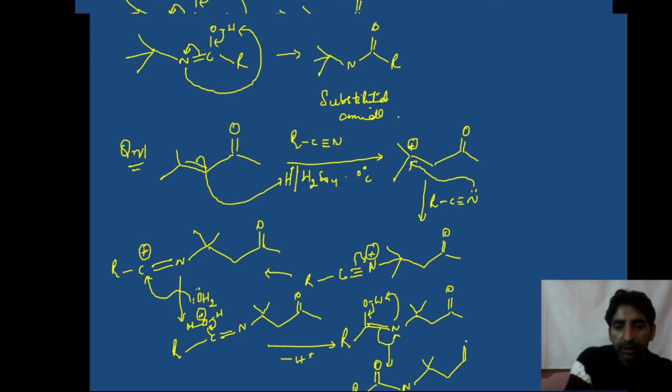So in a nutshell, what happens? Substituted amide is formed from an alkene or an alcohol. So from a tertiary alcohol or an alkene, a substituted amide is formed. So this is the mechanism of the reaction. Now let us discuss certain important examples. Let us take example number two.